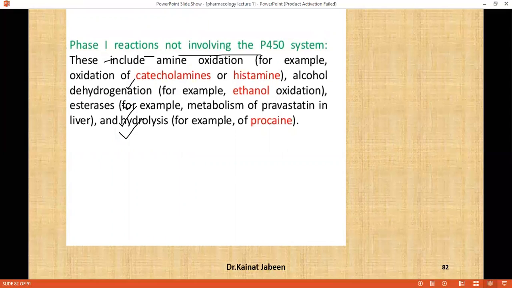Phase 1 reactions that do not involve the P450 system include amine oxidation, for example, oxidation of catecholamine or histamine, alcohol dehydrogenation, for example, ethanol oxidation, esterases, for example, metabolism of pravastatin in the liver, and hydrolysis, for example, of protein. So there are some drugs which are not going to involve the P450 system in their metabolism.